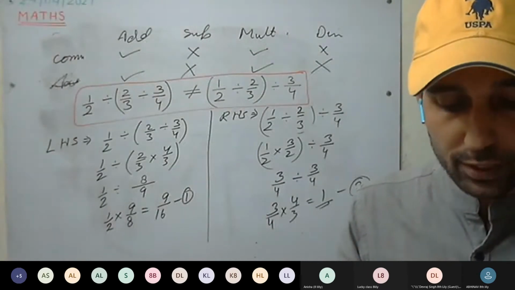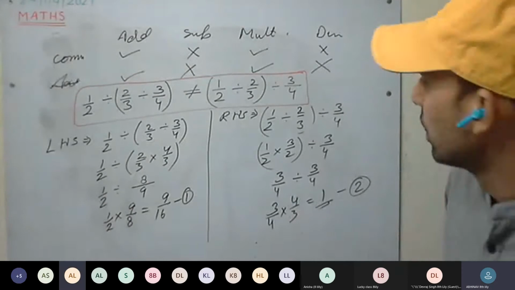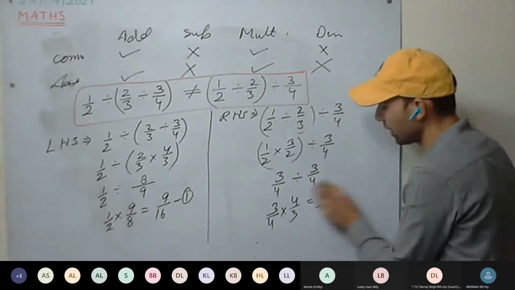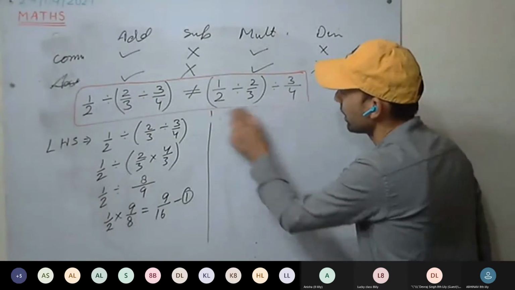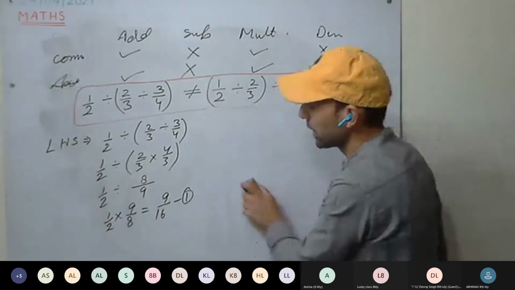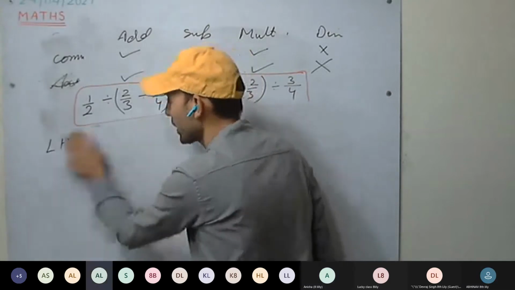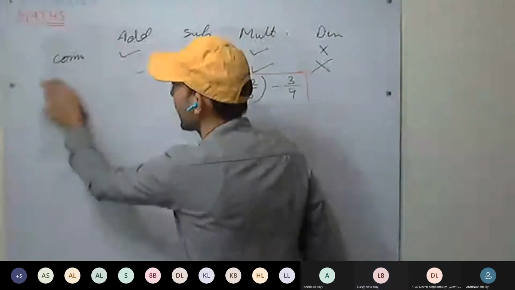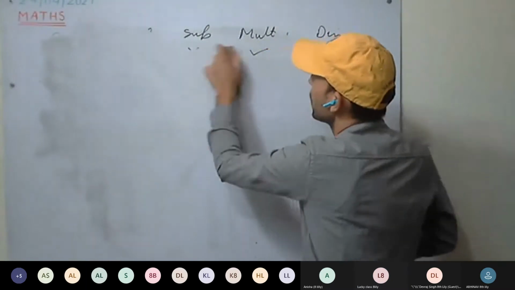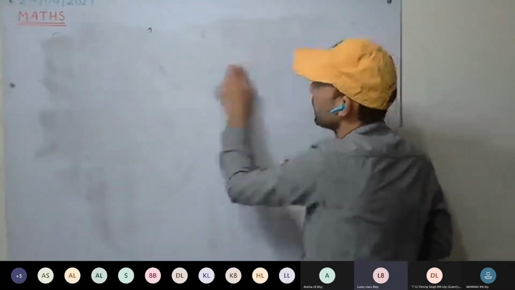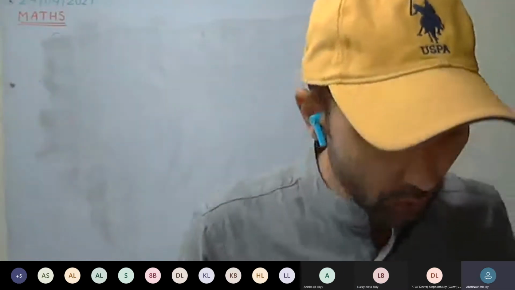Now start the third question. Verify whether the following statements are true or false. First one: closure property. A rational number divided by a non-zero rational number is always a rational number. Always remember non-zero, the divisor must be non-zero. As well you can solve that one.